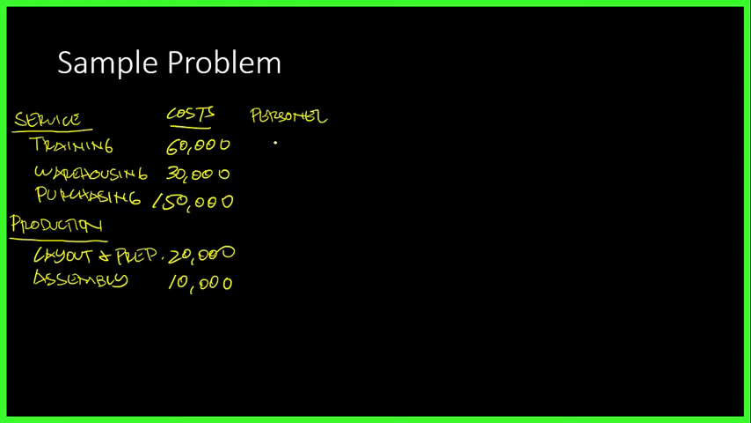Okay, let's say we have 10 training personnel. You have 5 for warehousing. Purchasing, oh, that's a lot, 10 also. Okay, for production, let's assume that there are 30. Okay, and 15 for the assembly. They're highly skilled, so only 15.